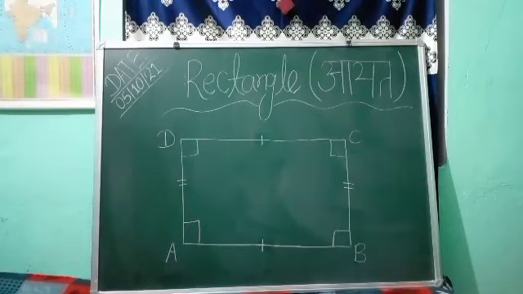Therefore, we can easily calculate the length of diagonals using the Pythagoras theorem, where the diagonals are considered as hypotenuse of the right triangle. Let D be the hypotenuse, length and breadth are the base and perpendicular respectively. Hence, the length of the diagonal of rectangle will be diagonal equals root of length square plus breadth square.